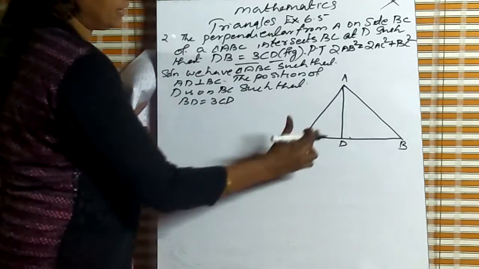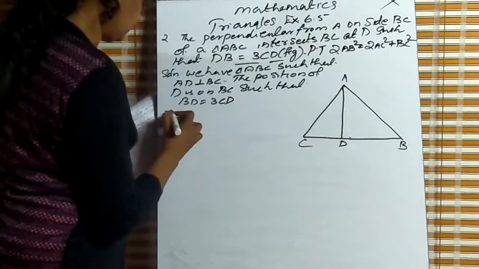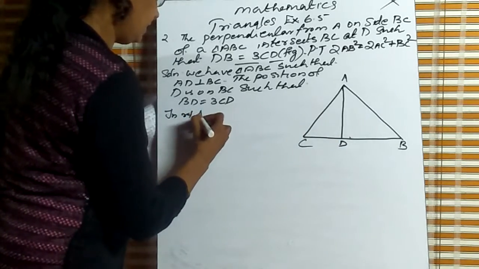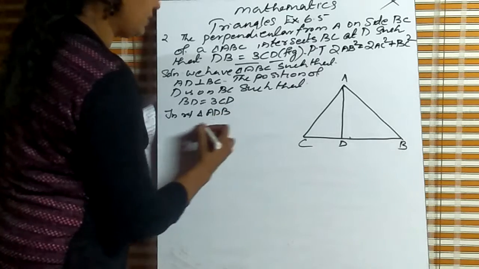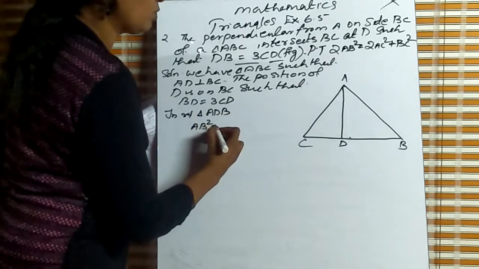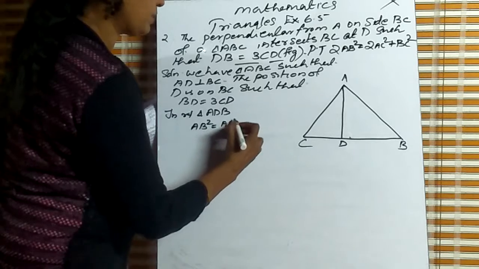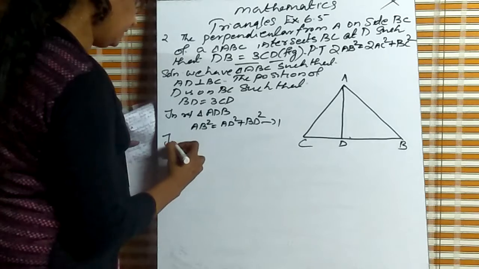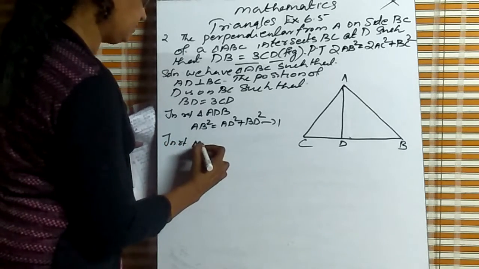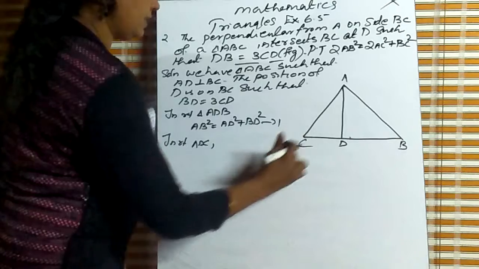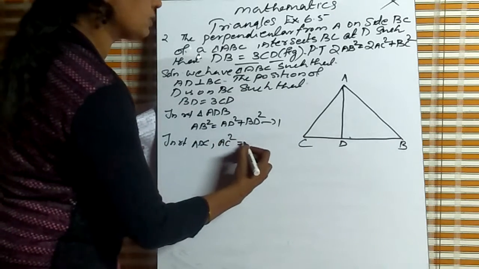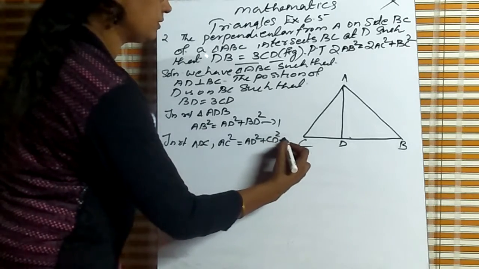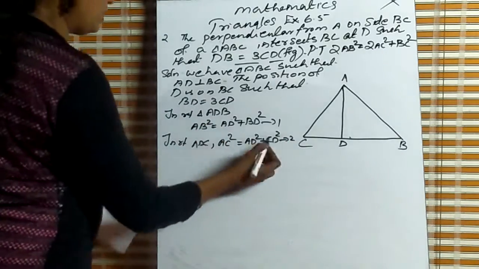First we take the right triangle. Here we have two right triangles. First one, in right triangle ADB, what is AB square? AB square is equal to AD square plus BD square. Equation 1. Then in right triangle ADC, what is AC square? AC square is equal to AD square plus CD square. This is equation 2. Equation 1 minus 2.